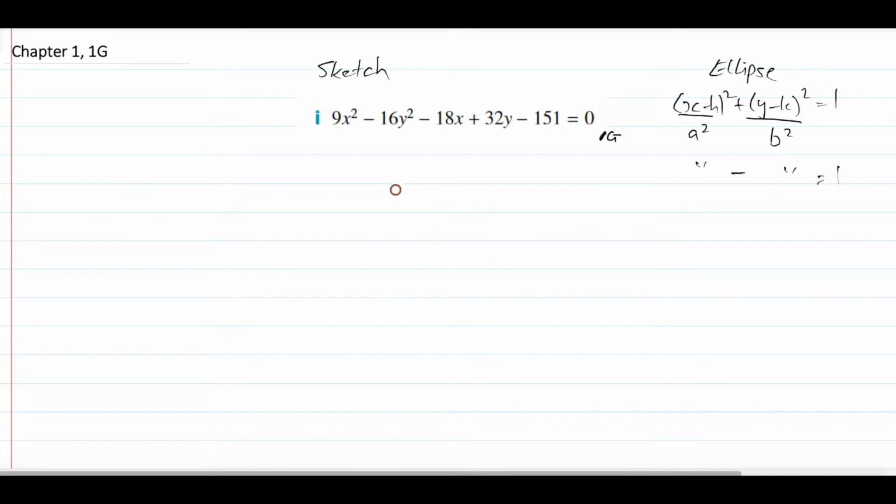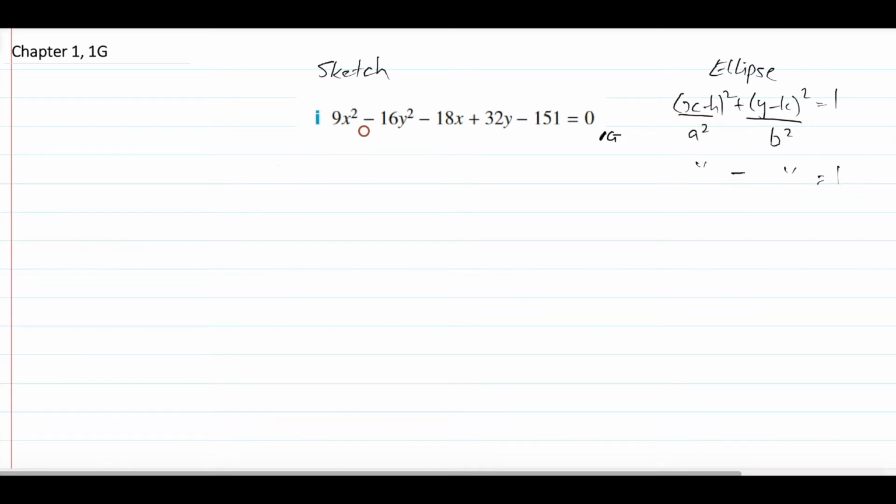Equals 1. So the first thing you need to do here is turn this equation into this format. How do you do that? Well, there's only one way. You turn something without a bracket into something with a bracket. And that is you have to factorize and then perhaps complete the square afterwards. So let's get into that.